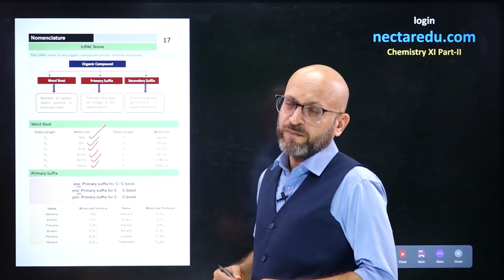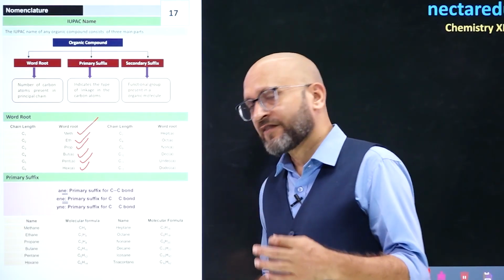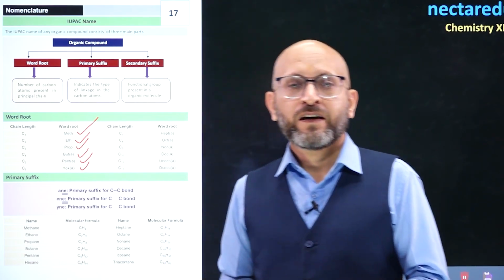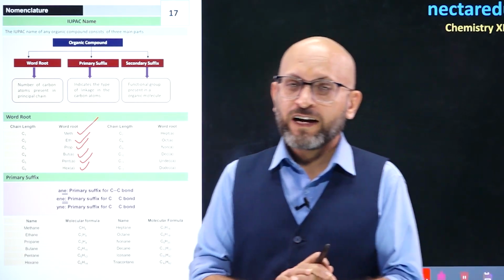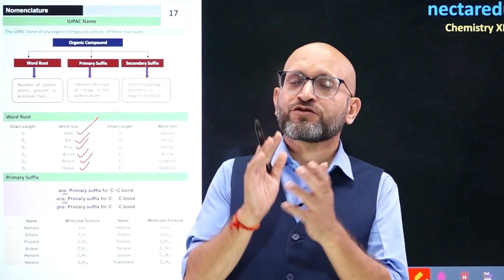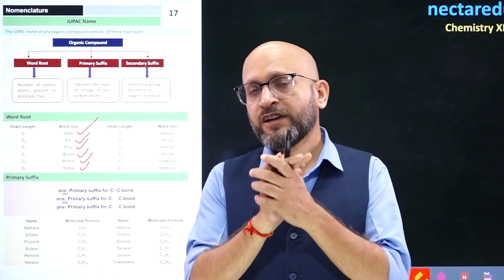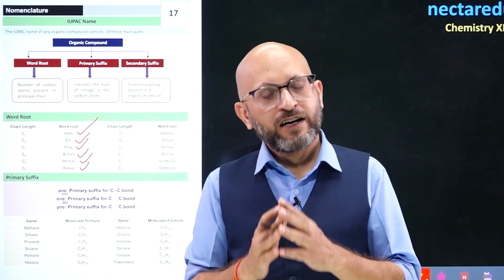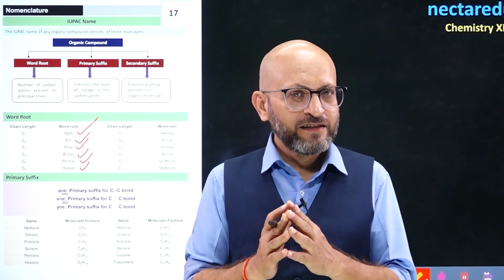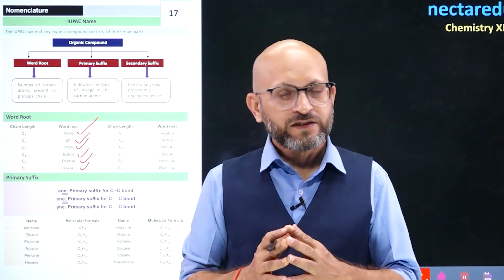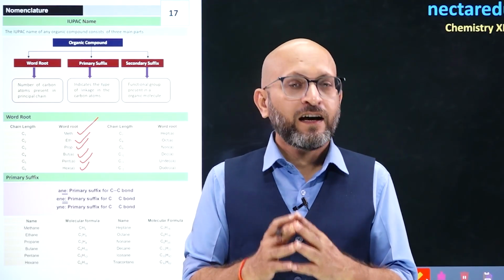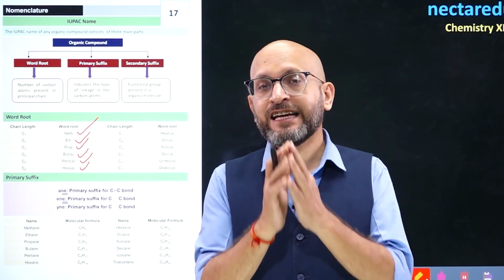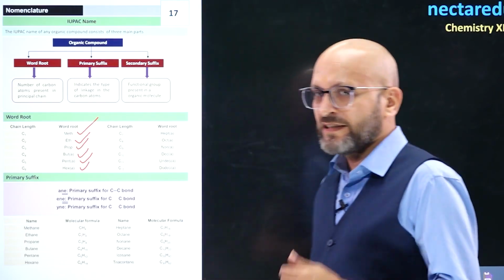Next comes the primary suffix. The primary suffix tells us which type of bond is present between carbons, or which category of hydrocarbon it is. If it is a saturated hydrocarbon, we will have the primary suffix as ane. If we have a double bonded hydrocarbon, that is an alkene, we will have the primary suffix as ene, and if a triple bonded compound is there, we will have yne, ine, right. So these are the primary suffixes.